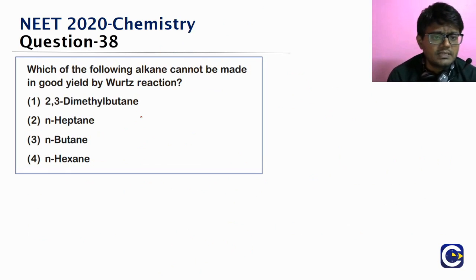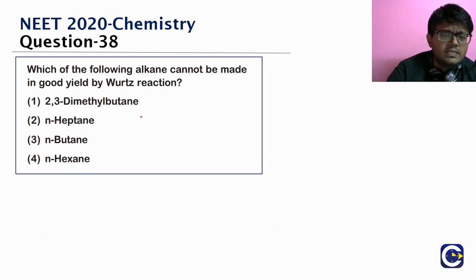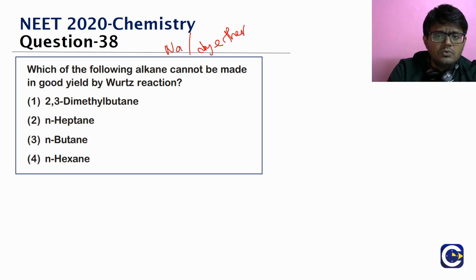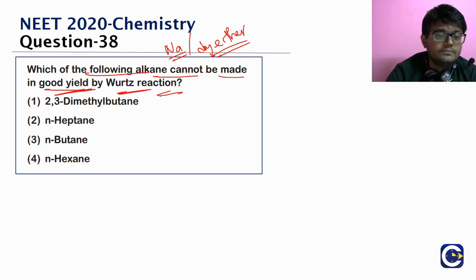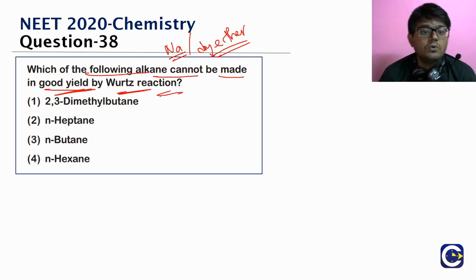Next we have question number 38. This is based on the Wurtz reaction. What is the Wurtz reaction? When an alkyl halide is treated with sodium in dry ether, we will be able to form higher alkanes. Which of the following alkanes cannot be made in a good yield by the Wurtz reaction?